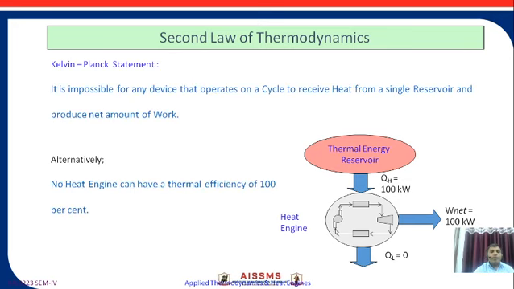Now, going ahead to the conversion of heat, as per the Kelvin-Planck statement of the second law of thermodynamics, which is most important to start with, Kelvin and Planck said this about work and heat conversion: it is impossible for any device operating in a cycle to receive heat from a single heat reservoir and produce a net amount of work. Alternatively, I can say no heat engine can have a thermal efficiency of 100%.